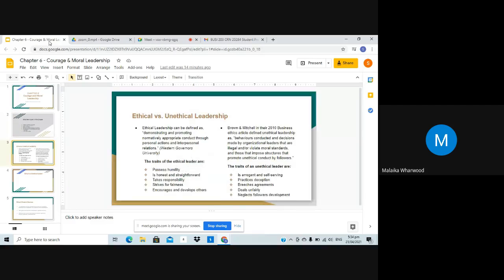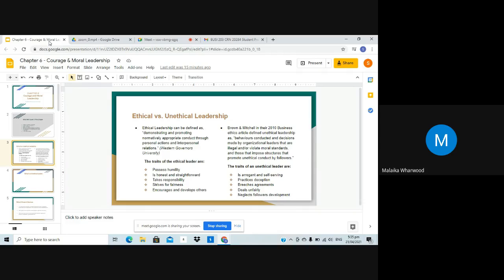So, ethical versus unethical leadership. According to Western Governors University, ethical leadership can be defined as demonstrating and promoting normatively appropriate conduct through personal actions and interpersonal relations. The traits of an ethical leader are they possess humility, they are honest and straightforward, take responsibility, strive for fairness, and encourage and develop others.